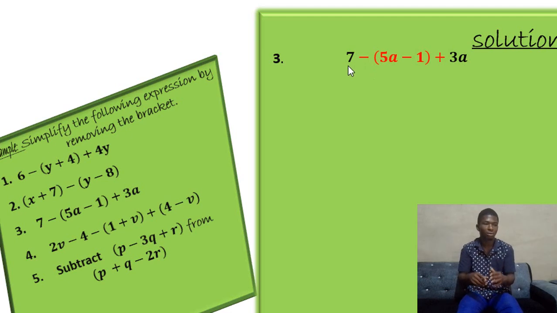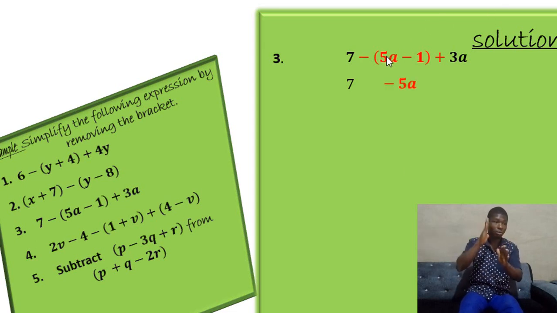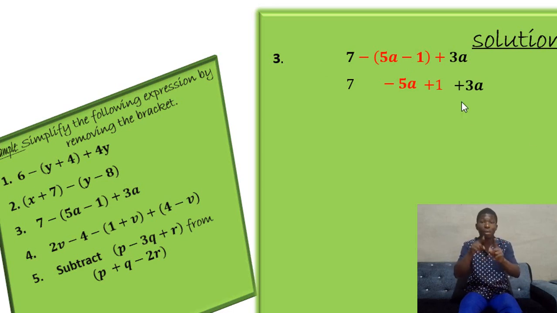Then the next question is question 3: 7 minus open bracket 5a minus 1 close bracket plus 3a. When you open this bracket, you have minus 5a plus 1. Maybe I'm too fast, let me come back. This negative is multiplying this 5a to become a negative 5a. This negative is multiplying this negative 1 to become a positive 1. Remember, negative multiplying negative gives a positive sign. Then you have your plus 3a here.